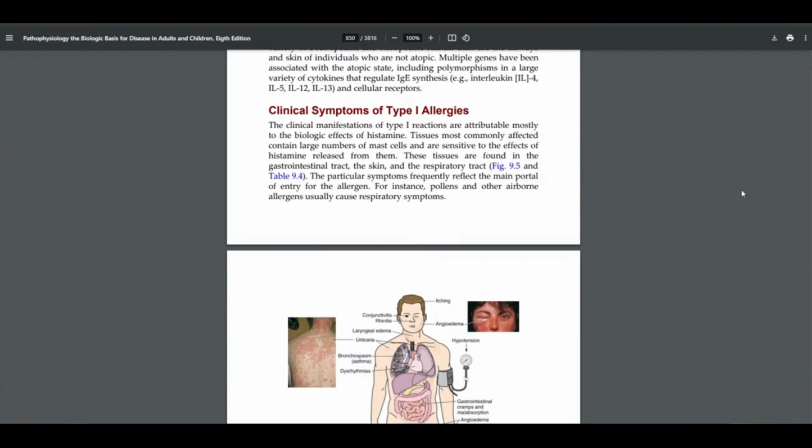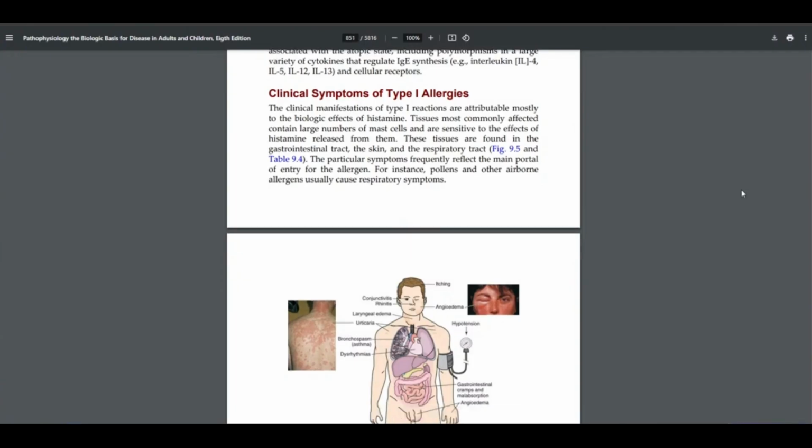Clinical symptoms of type 1 allergies include, well, the clinical manifestations of type 1 reactions are attributable mostly to the biologic effects of histamine. Tissues most commonly affected contain large numbers of mast cells and are sensitive to the effects of histamine release from them. These tissues are found in the gastrointestinal tract, the skin, and respiratory tract. The particular symptoms frequently reflect the main portal of entry for the allergen.